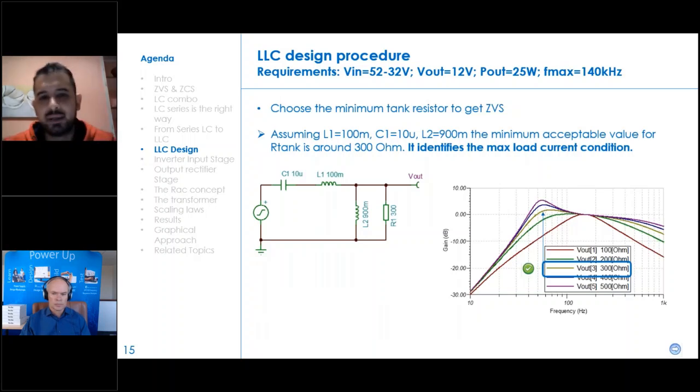For this tank, C1, L1, and L2, let's start by identifying the maximum load condition. The maximum load condition is equivalent to identifying the minimum tank resistor. With SPICE or an equivalent simulator, you can check for this LLC tank that the minimum tank resistor is 300 ohm.